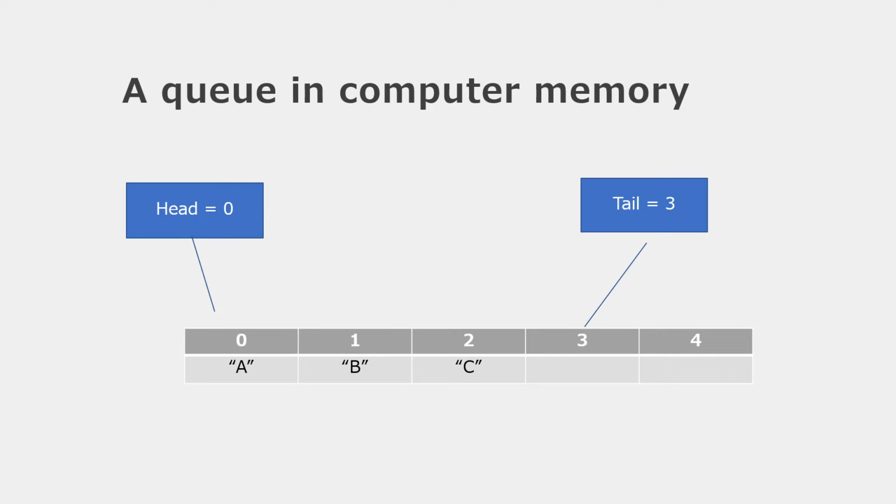Some programmers will write this in a different way. They will have the tail pointer pointing to the final data value in the queue, in this case position 2, and you can write programs perfectly well that way. But I've got to choose one or the other, and I'm doing this: my tail pointer will point to the free location at the end of the queue.